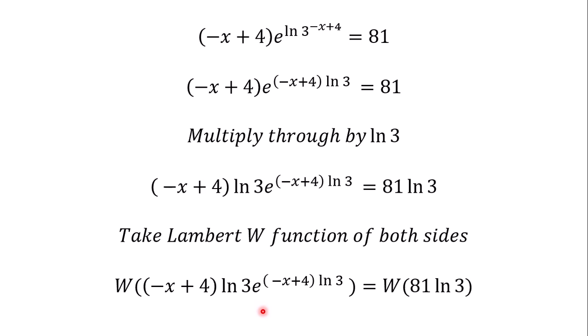All right. Now, when you take W of this, what are you going to get? Remember, something times e to the power something. When you apply the approach, you get what? Something back. So what is the something here? That is minus x plus 4 times natural log of 4/3.